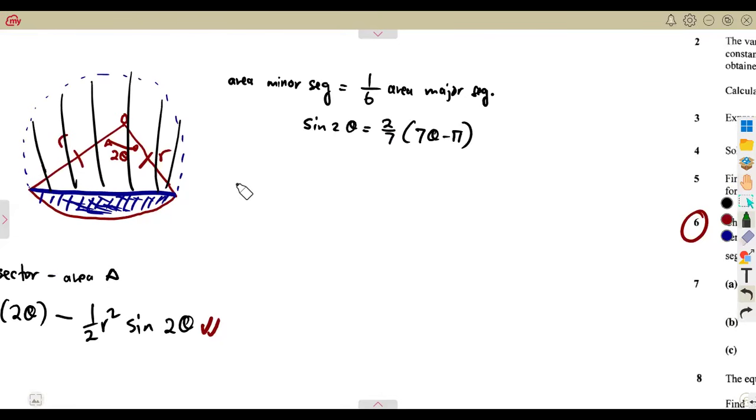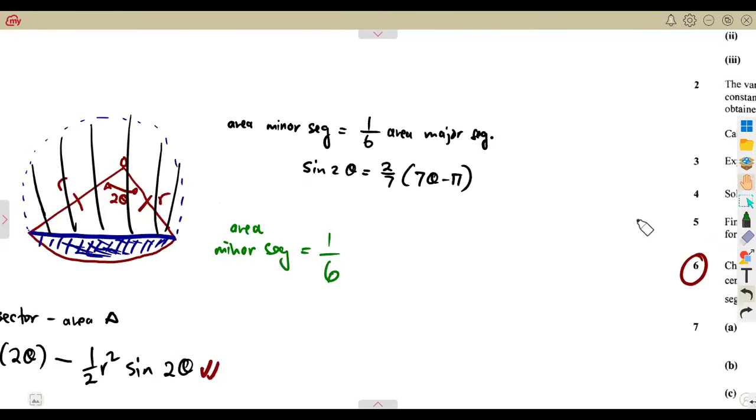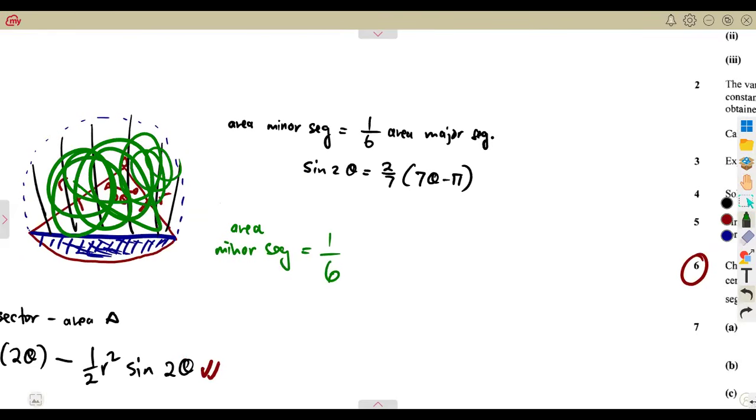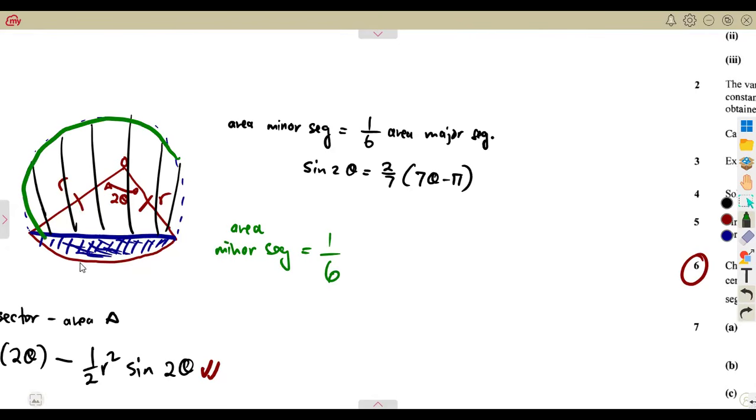So it follows that the area of the minor segment is going to be 1/6 of what? The major segment. So now ask yourself, how are you going to calculate the area of this major segment? Remember what I said, the circle is composed of 2 things, the major and the minor. So if we take the whole circle like this, we know its area.